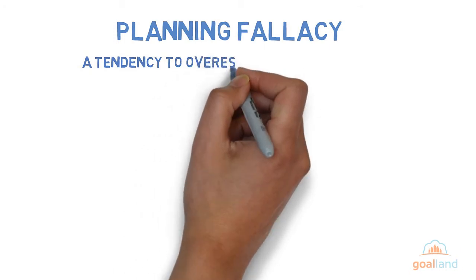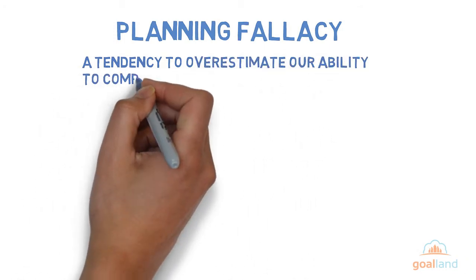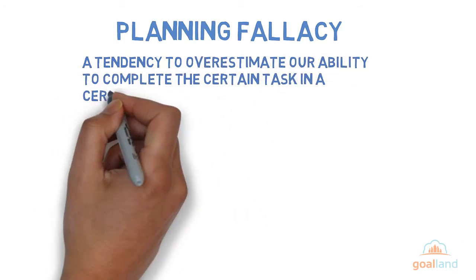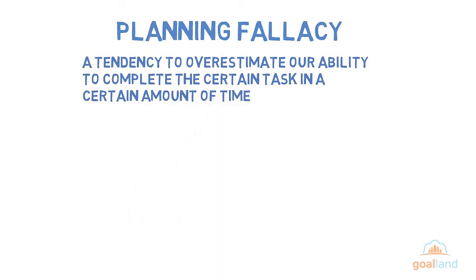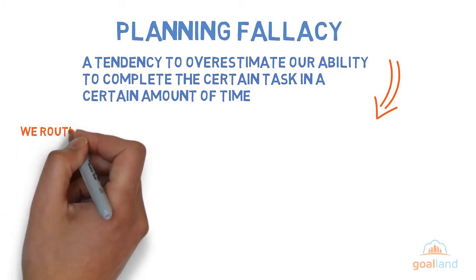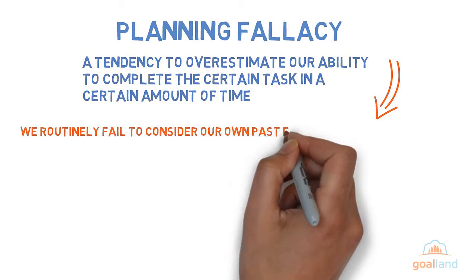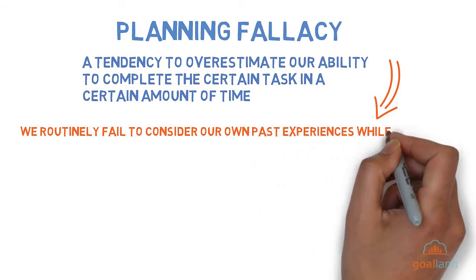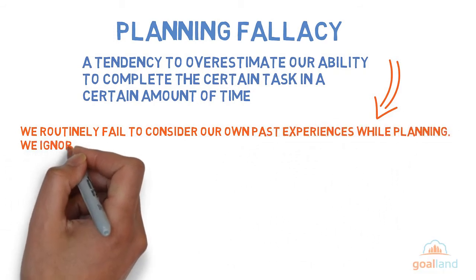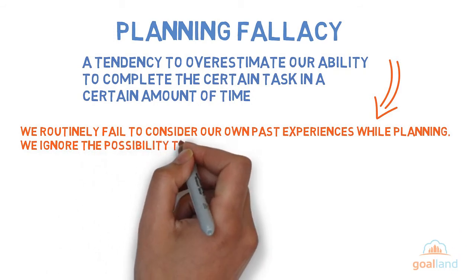Planning fallacy is a tendency to overestimate our ability to complete a certain task in a certain amount of time. We are really bad when it comes to predicting how much time a certain task would take us. This tendency is explained by several reasons. We fail to consider our own past experiences while planning. When my husband tells me it will take him 15 minutes to vacuum the carpets, he is ignoring the fact that it took him an hour to do so last time.